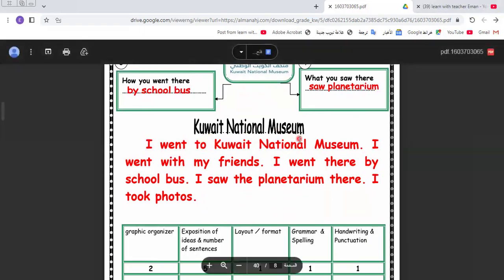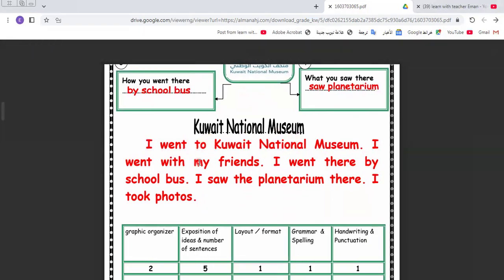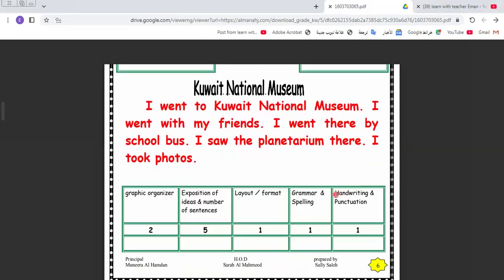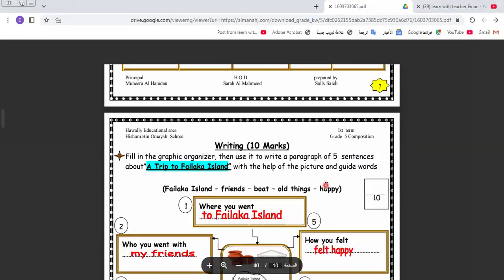Let's read the topic together. Kuwait National Museum. I went, so here we also use the past form. Why? Because this action happened and ended. I talk about the trip to the National Museum, and after that I narrate others about this place. I went to the Kuwait National Museum. I went with my friends. I went there by school bus. I saw the planetarium there. I took photos.